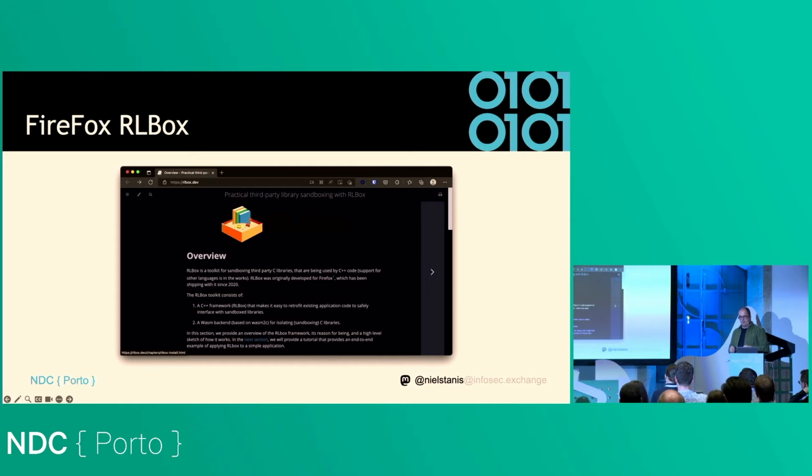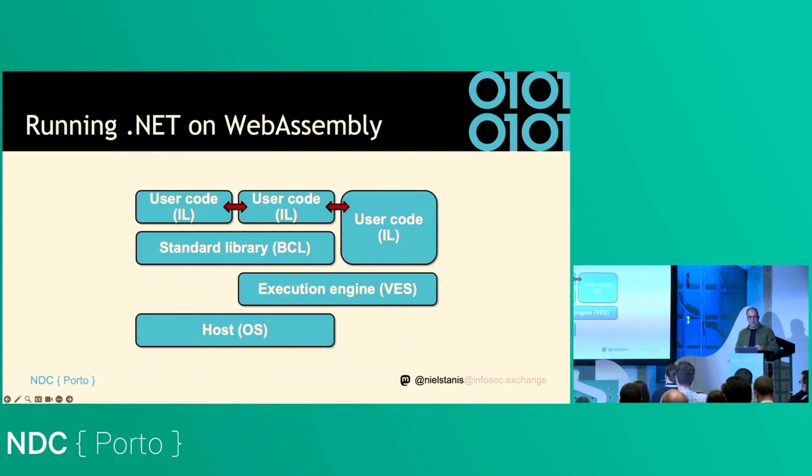Cool project. So if we're then going to look into running .NET on WebAssembly, hypothetically speaking, a code base could look something like this, right? We have user code, IL, or something you've written yourself. We have the base class library, BCL, the standard library, that gives us all the system file I/O operations we're going to see in a bit. Then we have the execution engine, sometimes called VES, which will run on a host. The VES is our CLR, the thing that bootstraps the process and starts it out.